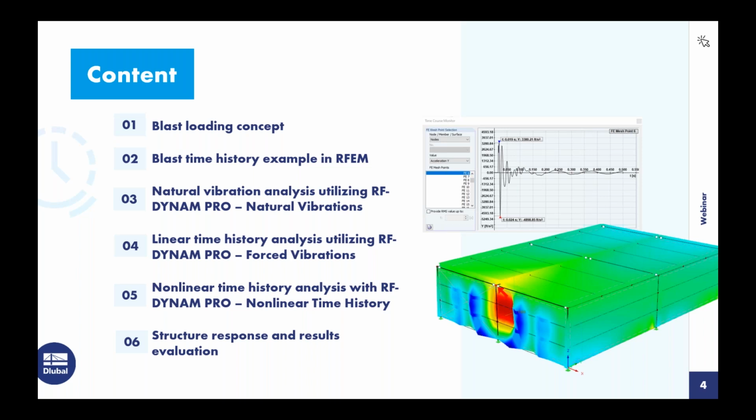And the first is RF-DYNAM Pro Natural Vibrations. So this will allow us to run a natural vibration analysis for our structure to determine the angular frequencies, the natural frequencies, and natural periods. Then we'll move on to a linear time history analysis utilizing RF-DYNAM Pro Forced Vibrations. And finally, we'll take into account any material or geometric nonlinearities with the additional add-on module extension, RF-DYNAM Pro Nonlinear Time History. And through all of this, we'll definitely be looking at the structure response as well as the results evaluation for each one of these results.